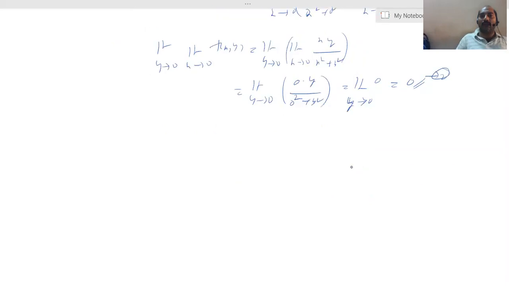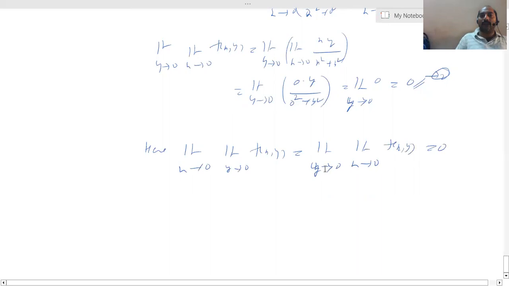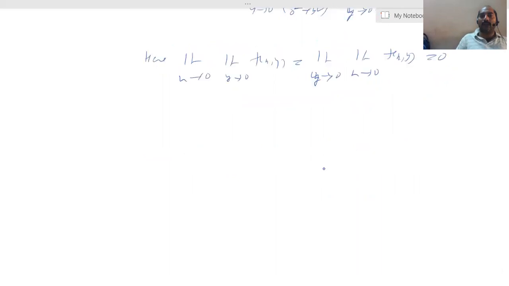As per the procedure, from 1 and 2, these limits exist and they are equal. So go for the other step. The other step means put y equal to mx in f of x comma y. Therefore, the f of x comma y value is xy by x square plus y square.